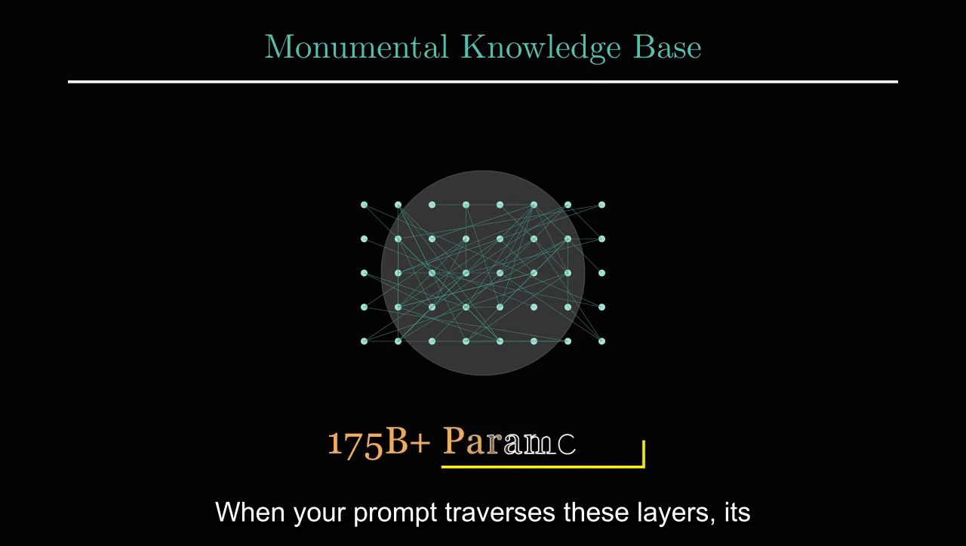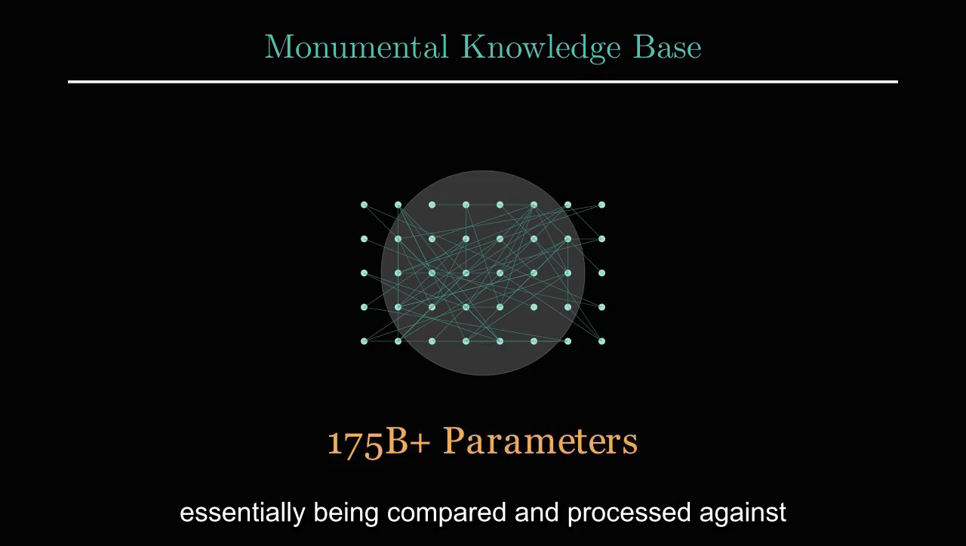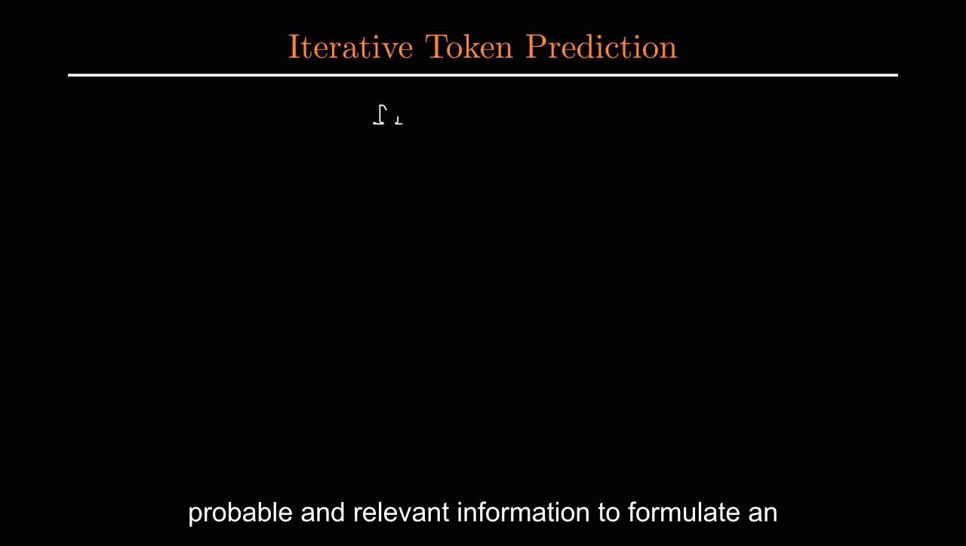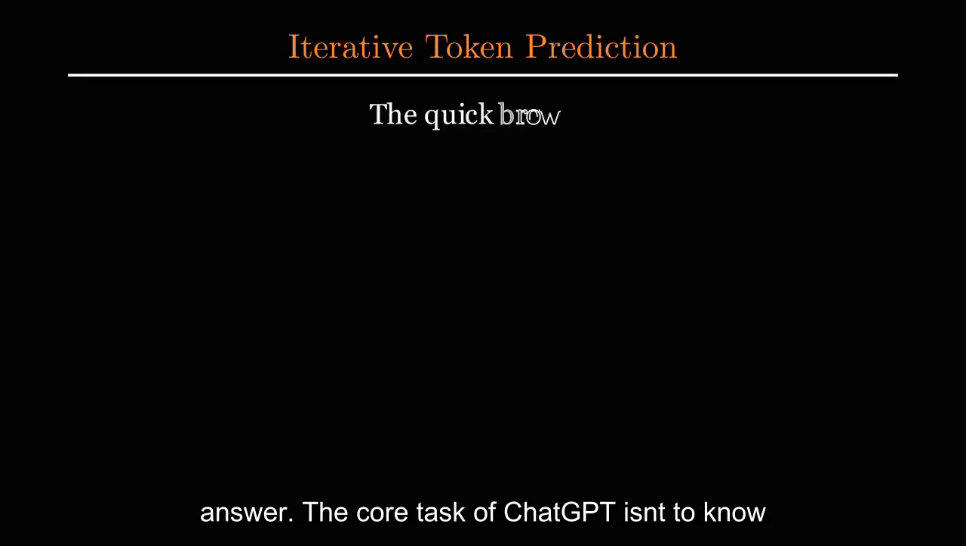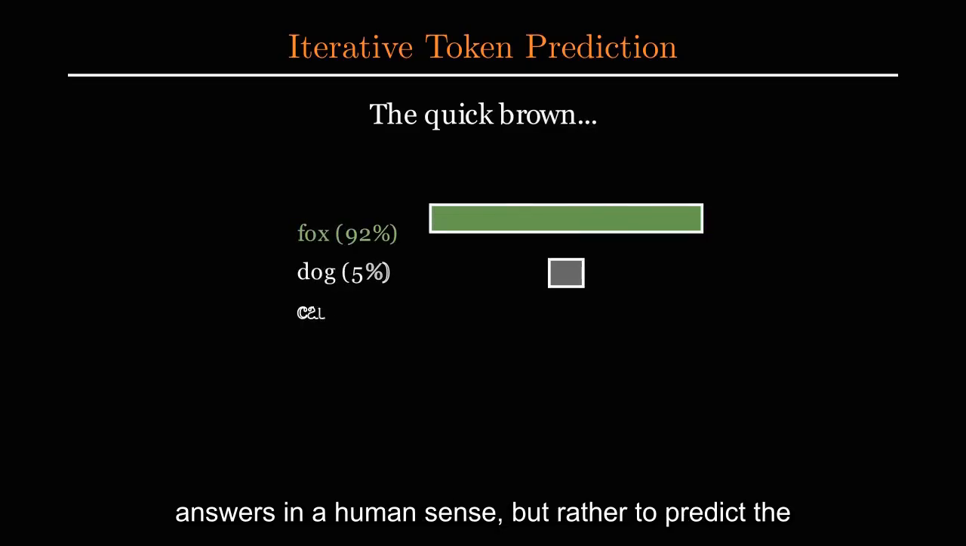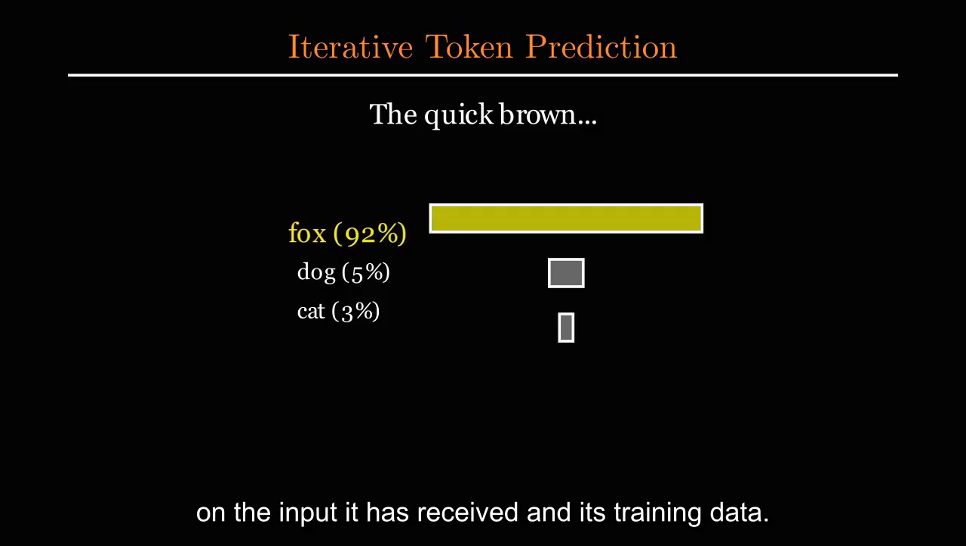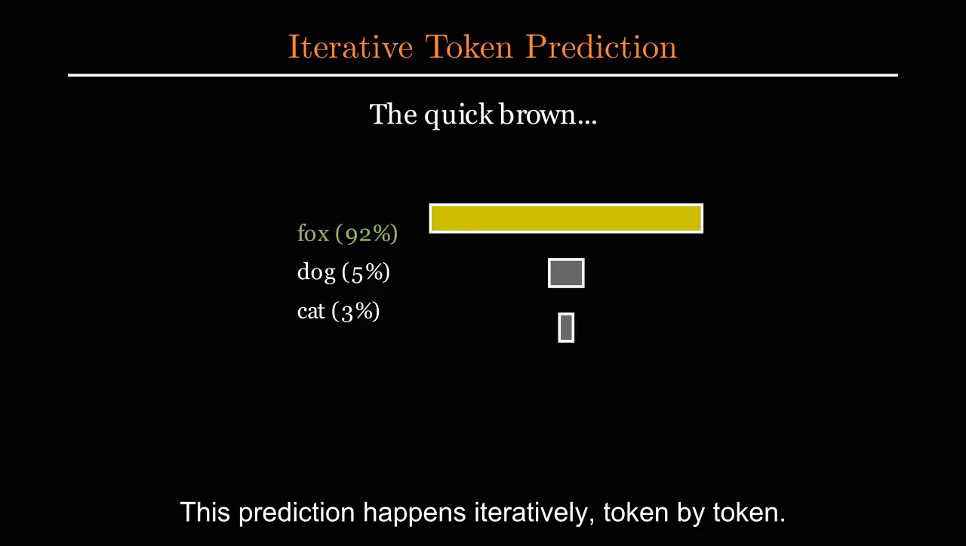When your prompt traverses these layers, it's essentially being compared and processed against this monumental knowledge base, identifying the most probable and relevant information to formulate an answer. The core task of ChatGPT isn't to know answers in a human sense, but rather to predict the most statistically probable next word or token based on the input it has received and its training data. This prediction happens iteratively, token by token.